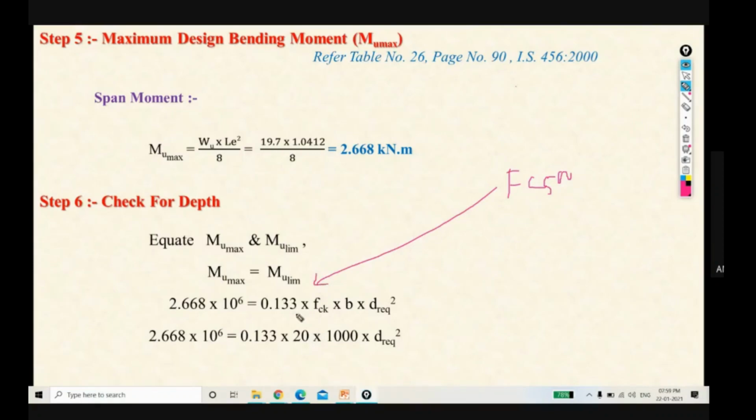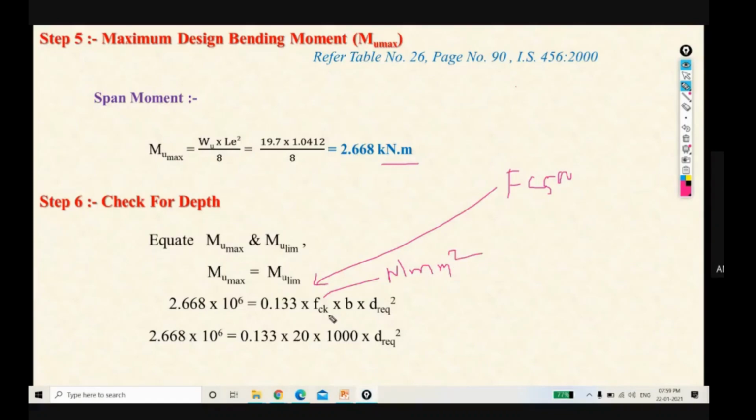Basically the formula is 0.133 fck bd square. For Fe 250 it is 0.148 fck bd square, like that. So formulas are different for the moment of resistance as per the grade of steel. Now for 500 it is 0.133 fck bd square and maximum bending moment is 2.668 kilonewton meter. So convert it into kilonewton mm, because our fck is in Newton per mm square.